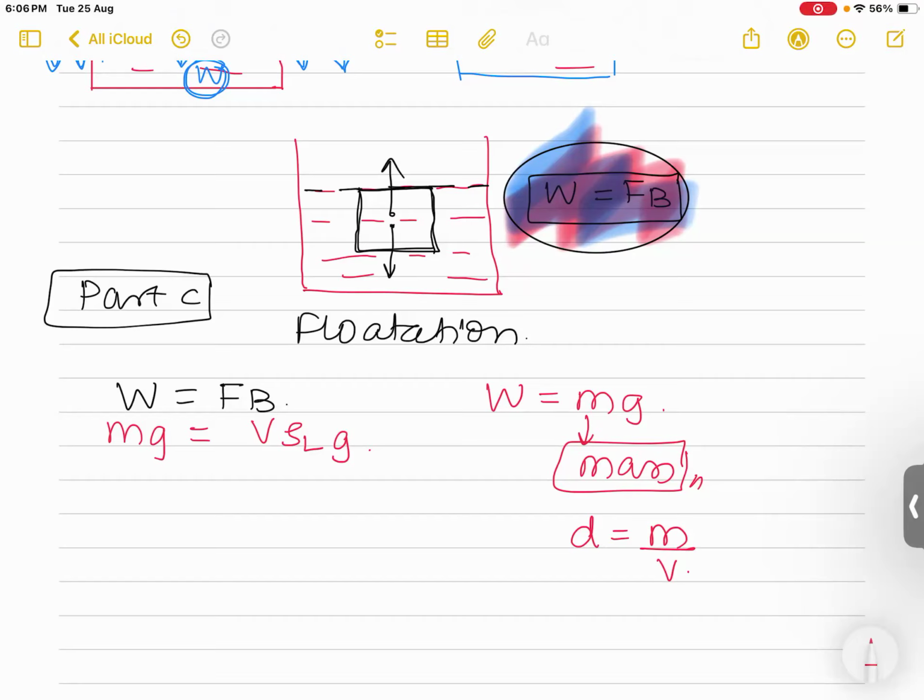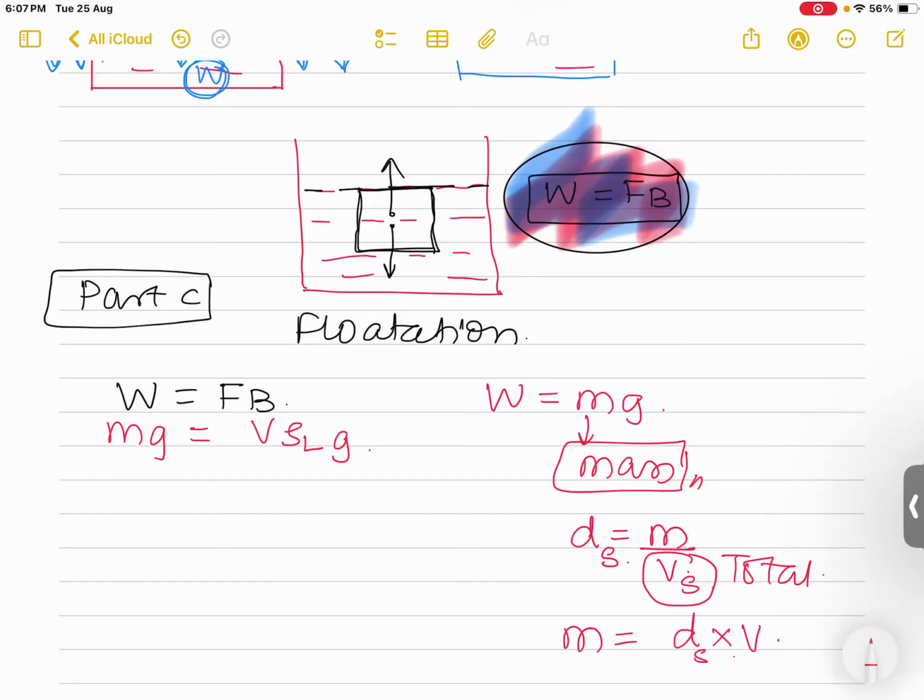Whose density am I talking about? I'm talking about the density of the solid. What volume are we talking about? We are talking about the volume of the solid, and to be very precise, the total volume. So here, when I cross multiply, I get mass as density into volume.